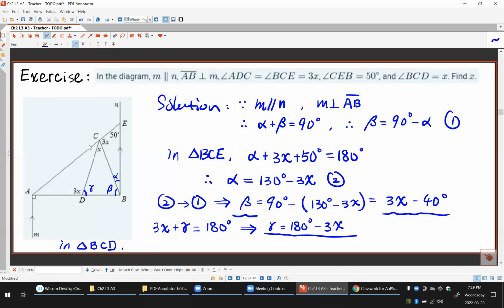In triangle BCD, the sum of the three internal angles: x, then beta is 3x minus 40 degrees, then plus the third one, gamma is 180 degrees minus 3x. And the sum of these three angles, we know according to the theorem, is 180 degrees. So that's actually an equation in terms of x, right? So this gives us, let's simplify this. Left side is x plus 140 degrees, right? Right side is just 180 degrees. So that means x should equal 40 degrees, right?